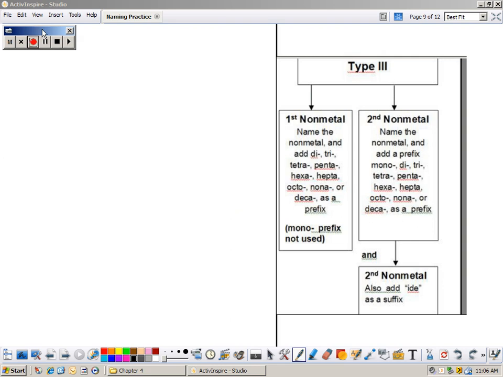Okay, so now our last type that we have to learn how to name, type 3 compounds. So type 3 compounds are covalent. Type 1 and 2 that we already covered are ionic compounds. Type 3 compounds are covalent. Okay, so that means there's no ions. We don't have to worry about any ions. I think that makes it a lot easier.